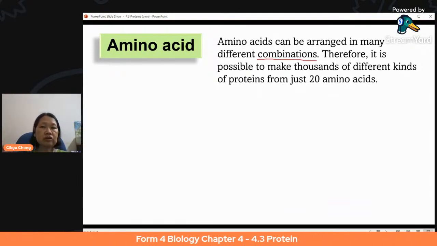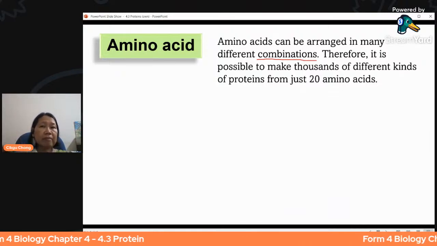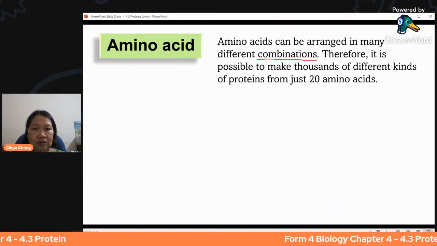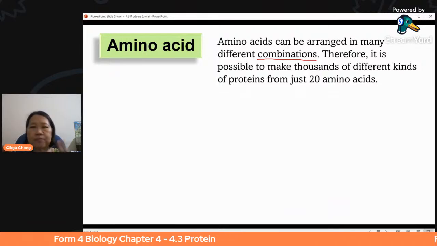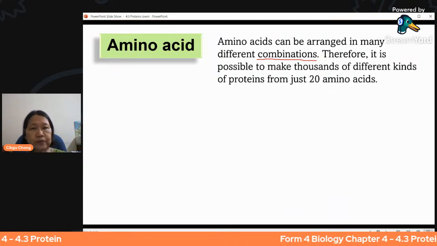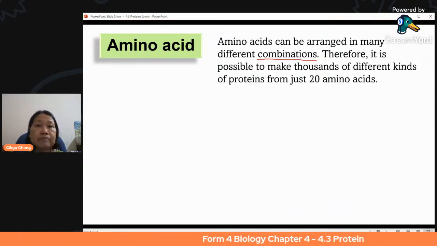Okay, you want to make protein, you're going to join your amino acids together. And how you join them, there are many, many ways to join them. So therefore, it is possible to make thousands and thousands of different kinds of protein just by having 20 amino acids. Okay, I will show you by giving you a very simple example.